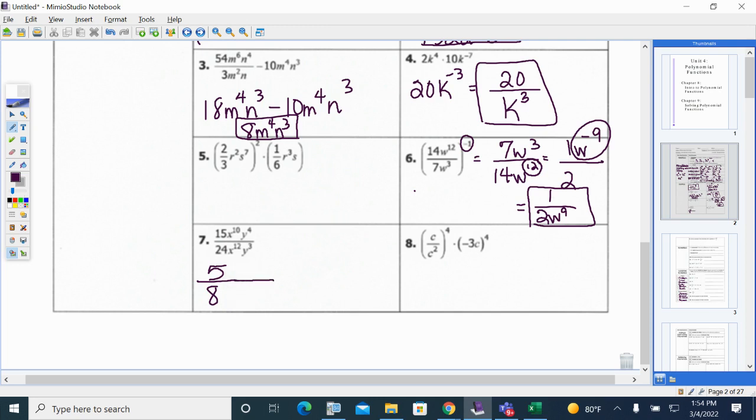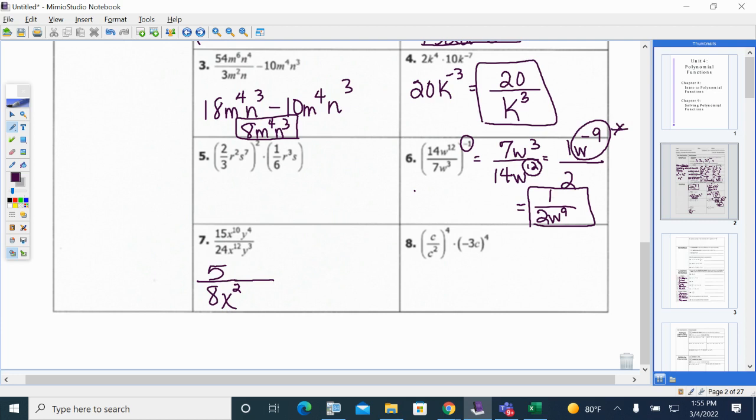12 is bigger than 10, so I know my x's are going to end up in the bottom, and I'm going to subtract that way. 12 minus 10 is 2. I'm still subtracting. I'm still following the rule. I'm just taking a bit of a shortcut and eliminating that whole negative exponent experience.